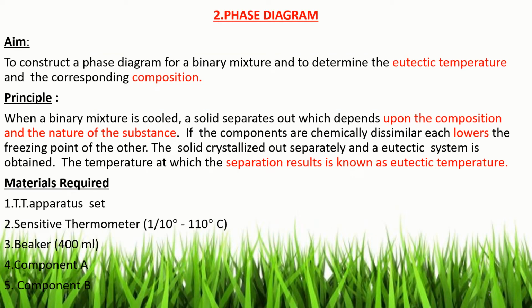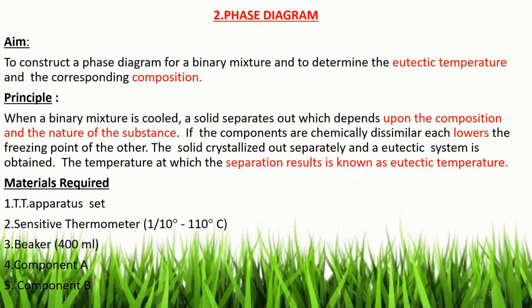The next experiment is the phase diagram experiment. Aim of the experiment: to construct a phase diagram for a binary mixture and to determine the eutectic temperature and the corresponding composition. Now, a phase diagram is a diagram which shows phase changes during temperature changes. Now, the principle of this experiment: when a binary mixture, which contains two components, is cooled, a solid separates out, which depends upon the composition and nature of the substance.